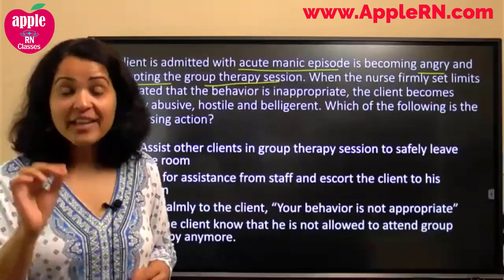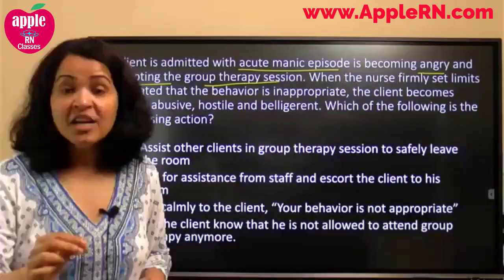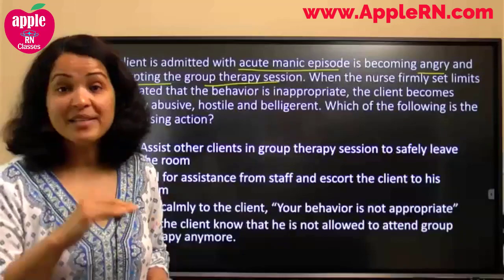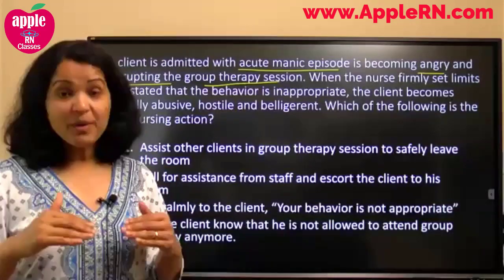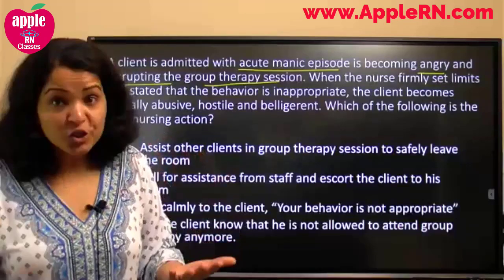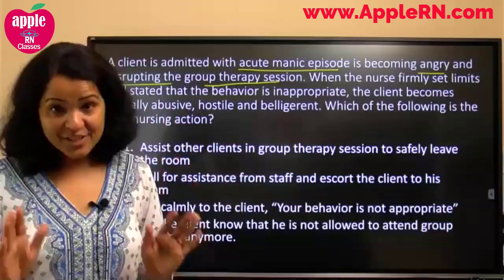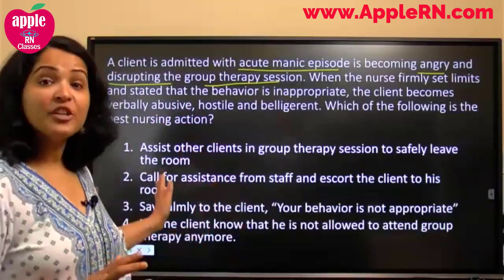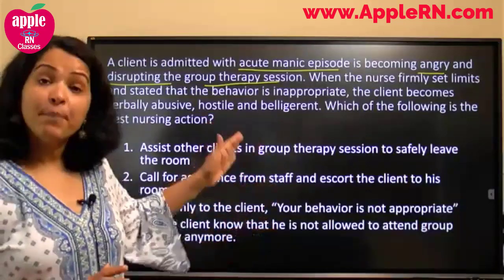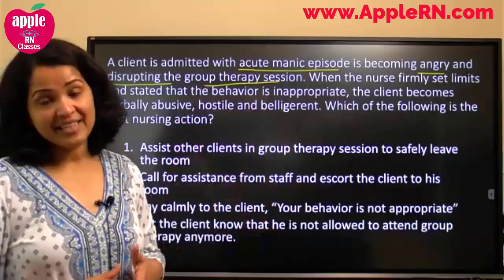Okay, every client has the right to get the standard treatment. Whether they are competent or not, if a treatment is part of their disease process, that's something they should get, they have the right to have that. We cannot deny somebody a therapy session because of the way they acted.